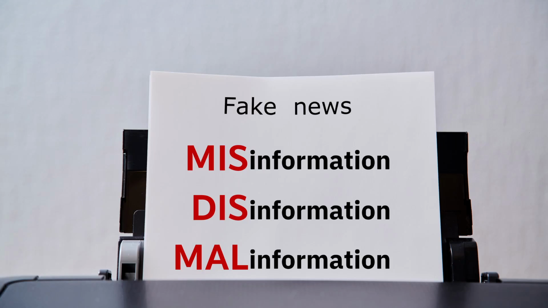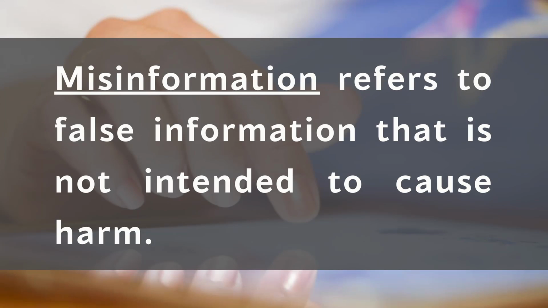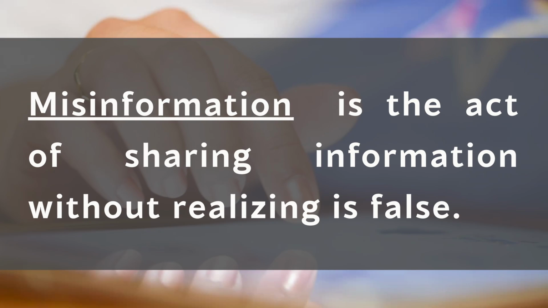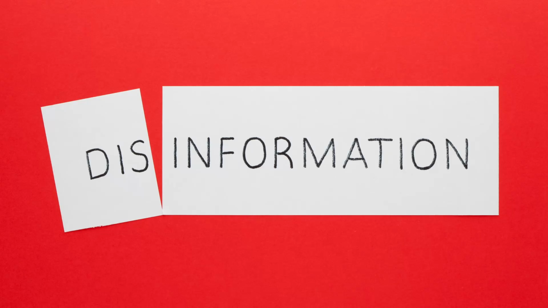And that is why we're going to divide it into three categories so we know what is behind this false news. And these three categories are misinformation, disinformation, and malinformation. And I'm going to cite all my sources in the description of this video so you can read the entire articles about what we're going to talk about here. Misinformation refers to false information that is not intended to cause harm. It is also defined as the act of sharing information without realizing it is false.